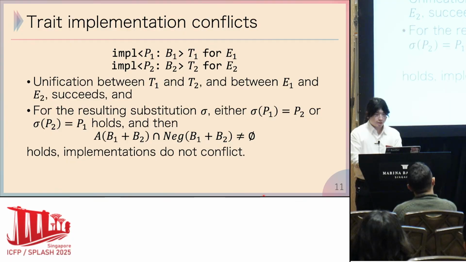We have to check the trait bounds for type parameters that are bounded by them and are unified. We check the common part of the ancestor traits specified with plus and those specified with minus. If it is not an empty set, then we say that these implementations do not conflict.